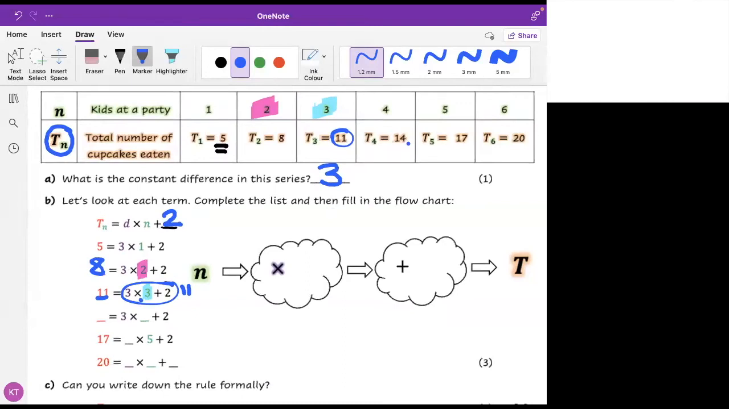Dimple, you're unmuted. What's your question? Ma'am, I don't understand the first one. You don't understand the first one, the 5 equals 3 times 1 plus 2, that one.